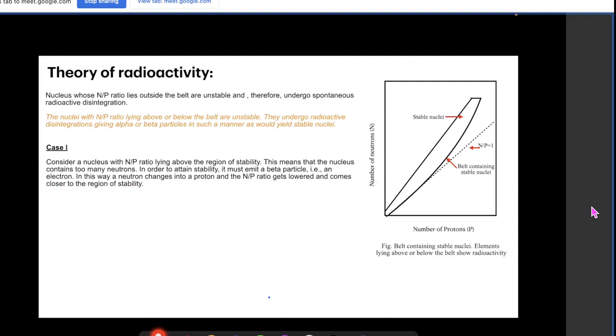So this is the plot where the number of neutrons is denoted as capital N, the number of protons as capital P, and the belt here is the belt containing stable nuclei. The elements that are above or below it show radioactivity. For example, this is the disintegration of an isotope of carbon.